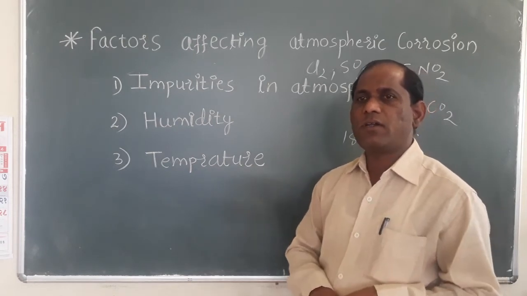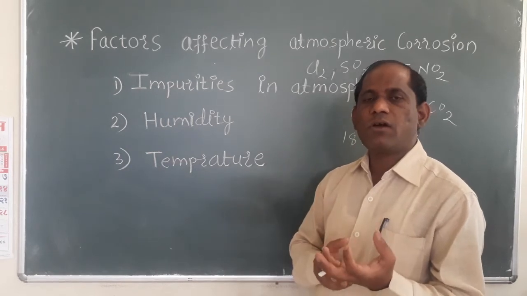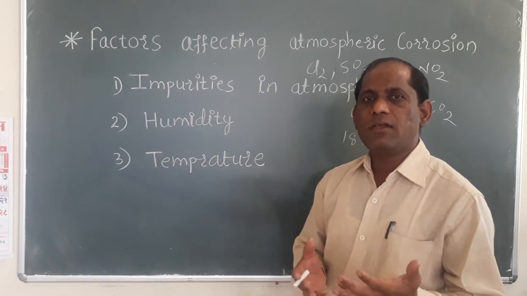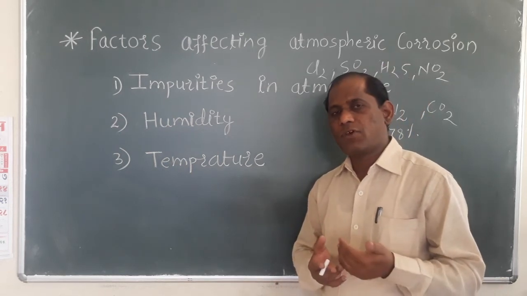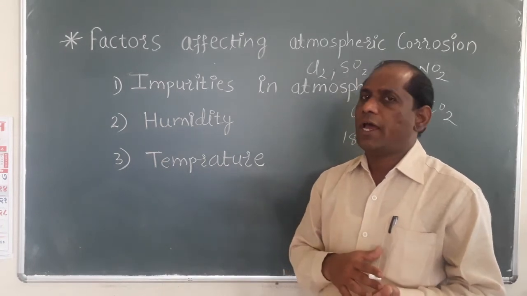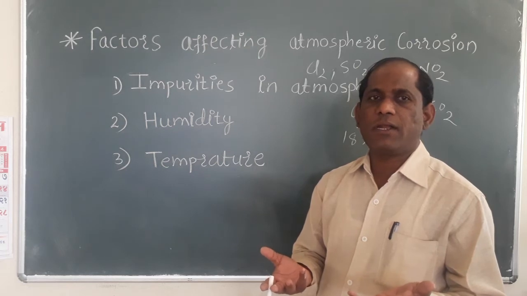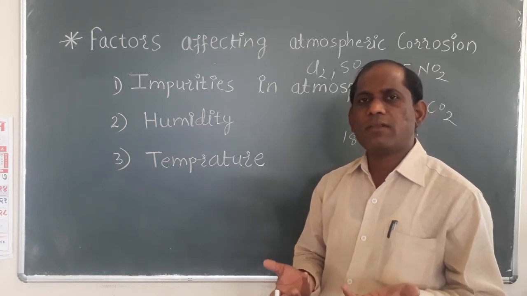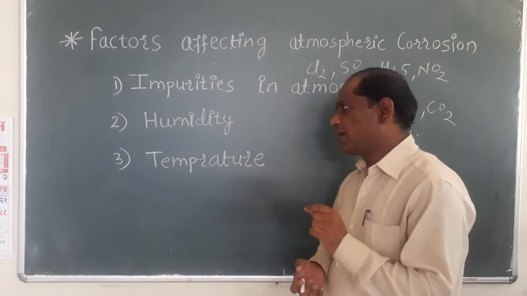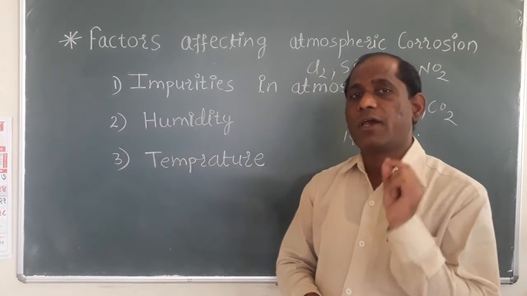Because of the dissolving of those unwanted gases in moisture, the rate of chemical or electrochemical reaction increases. As the rate of chemical or electrochemical reaction increases on the surface of the metal, atmospheric corrosion will be greater on the surface of that metal. So this means that the rate of corrosion is greater here.